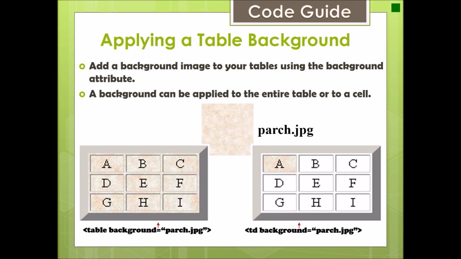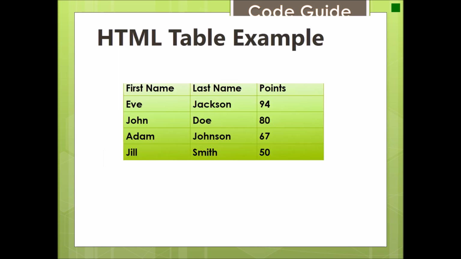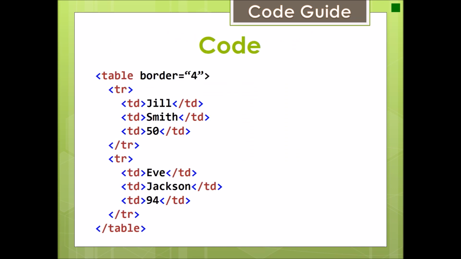Applying the table background: you can give a background image to a table using the background attribute. It can be applied to the entire table or to a cell. This is an example of a table with 4 rows and 3 columns. Here the example of only 2 rows is given. You can add more rows accordingly. So this is the first row and 3 columns with border 4 in this given example.